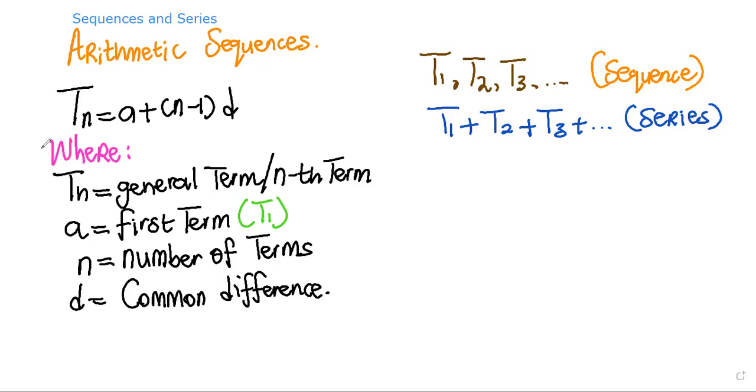So, knowing that d is equal to the common difference, we can get d by saying the second term minus the first term. Or for d, the common difference, we can simply say the third term minus the second term. So that's basically how we get the value of d, which is the common difference.